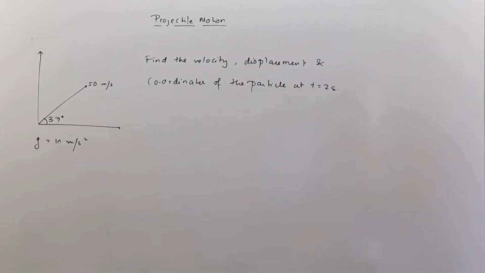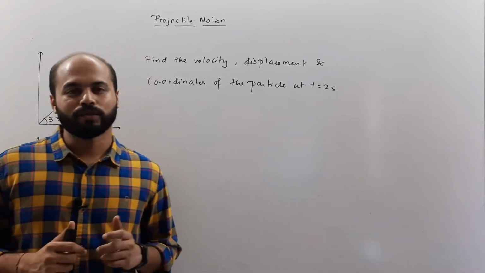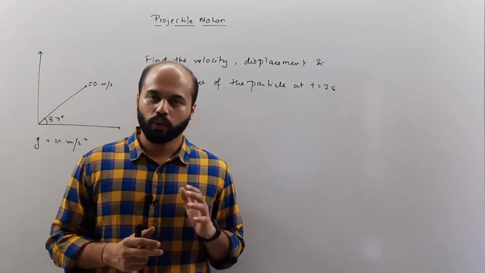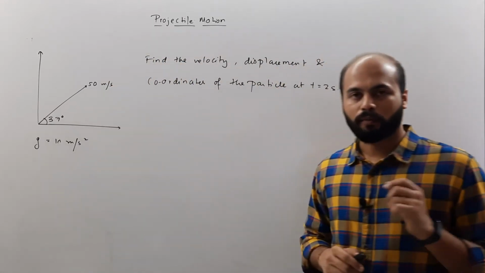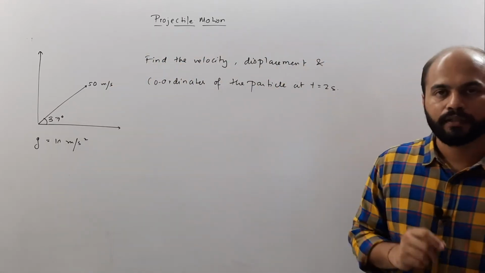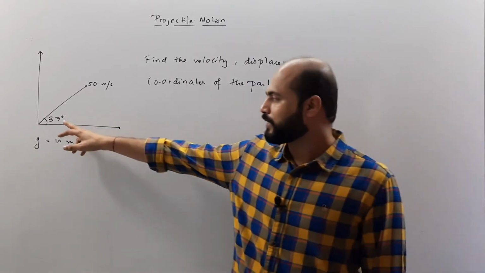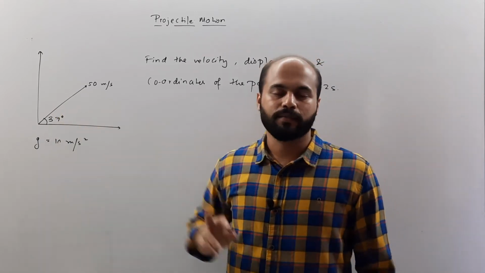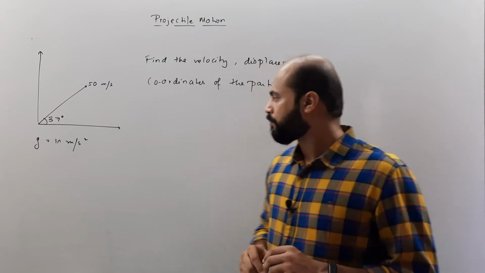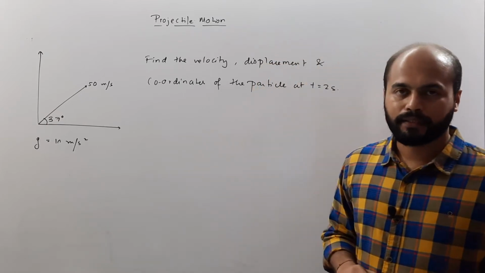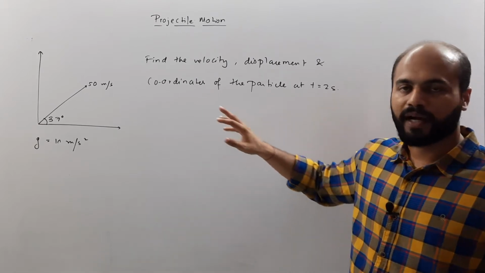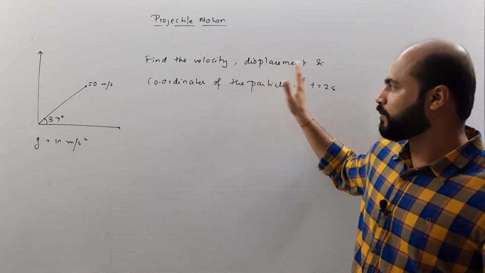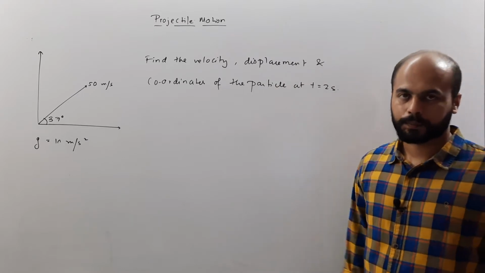So now after we have seen the basic concepts, it's time to solve some problems just to see how to apply these concepts. So now let's take the first problem. The problem says that there is a particular object which is fired at 37 degrees to horizontal at 50 meters per second initial velocity. So g is given as 10 meter per second square, and what we have to find is after 2 seconds we have to find a velocity, displacement and coordinates of the particle.